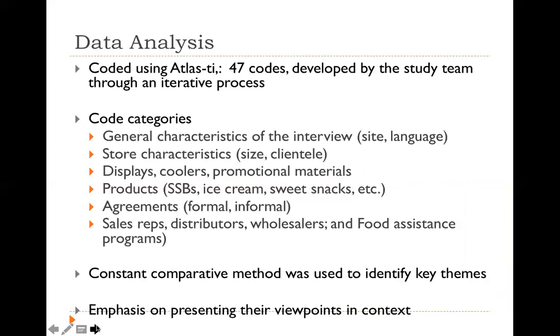We did qualitative data analysis of the textual data. This included using a software program called Atlas TI that focuses on textual analysis. We developed 47 codes. This was developed by the entire study team. And the next set of topics down there are the categories of codes that we developed. And you can see they covered six, seven different categories, and each of these had subcodes. We used something called the constant comparative method to identify key themes. And our goal is really to present the viewpoints of the small store owners and managers in this presentation. Next slide.